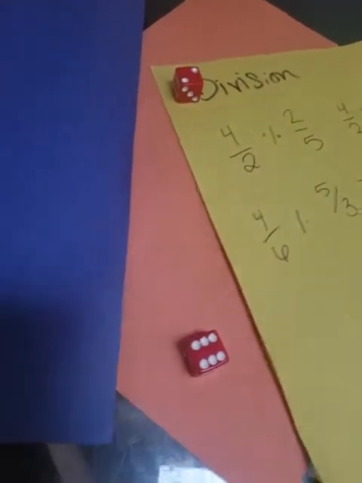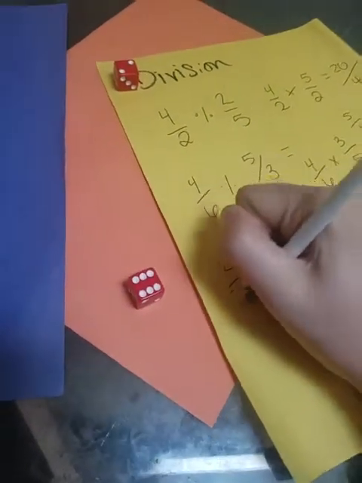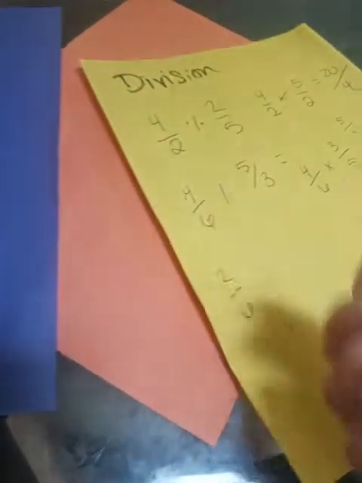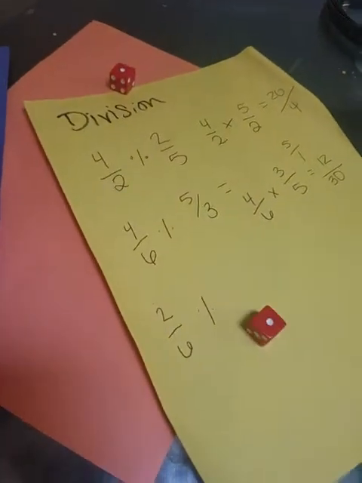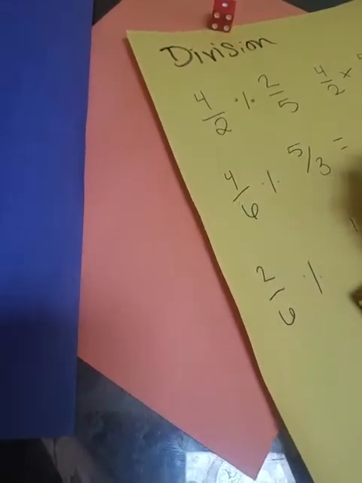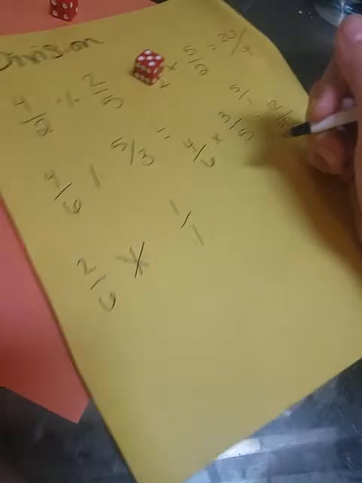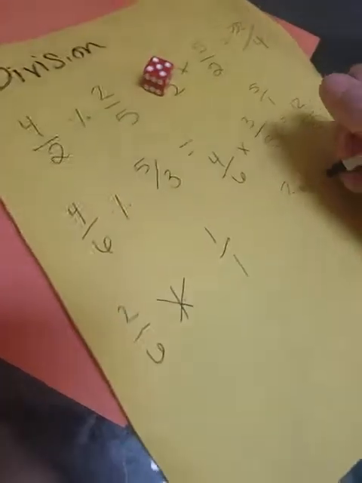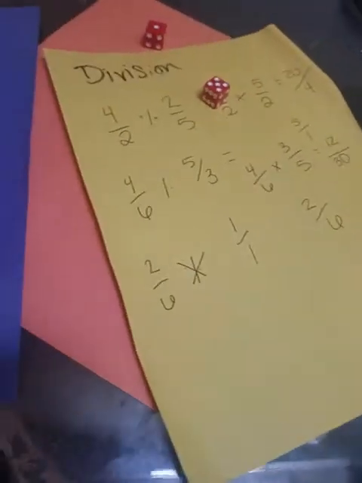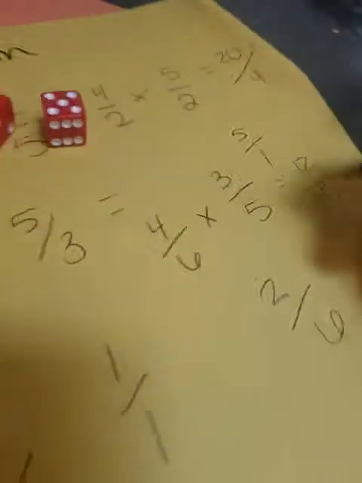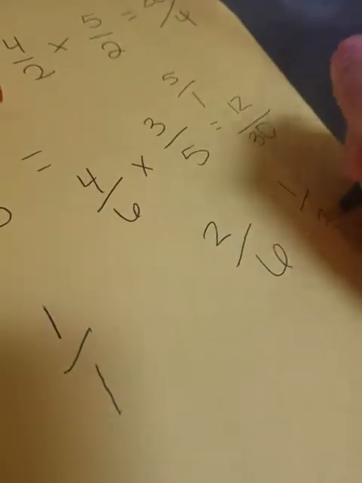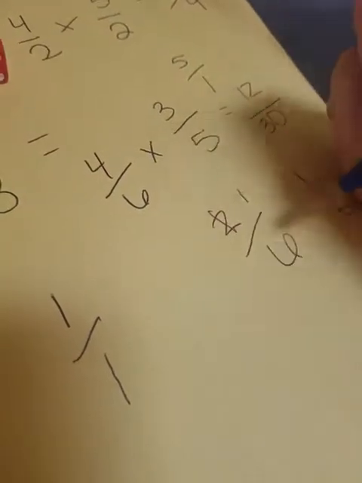For the next one, 2 over 6 divided by 1 over 1. We don't really need to flip this because the numbers are the same. 2 times 1 is 2, 6 times 1 is 6. So it's 2 sixths. We could also make that 1/3. 2 goes into 2 1 time, 2 goes into 6 3 times.